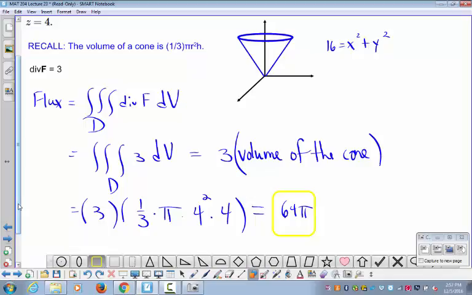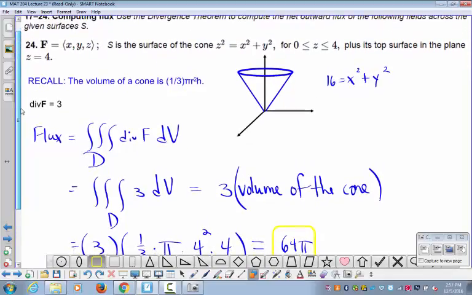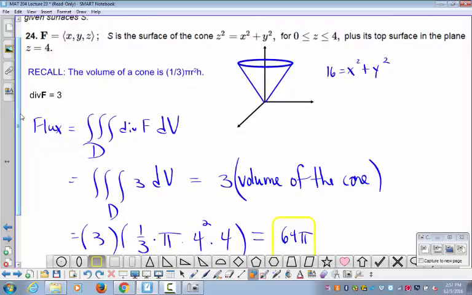So we have two different surfaces here. If we want to find the outward flux, we have to parameterize each, and then we have to make sure that we pick a normal that is in the right direction. So let's go ahead and do it.